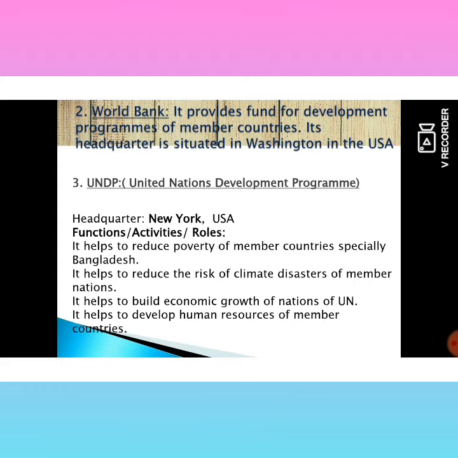Number 2, it helps to reduce the risk of climate disaster of member nations. UNDP helps to reduce the risk of climate disaster across the world. Number 3, it helps to build economic growth of nations of UN. And the last one, it helps to develop human resources of member countries.